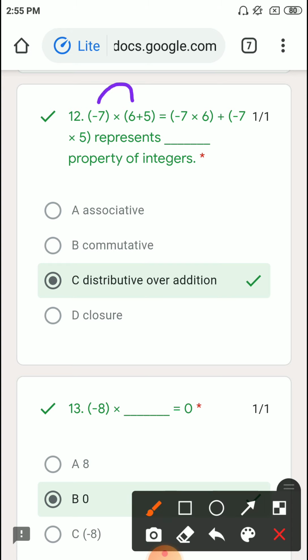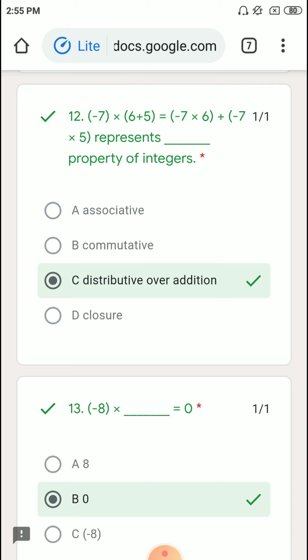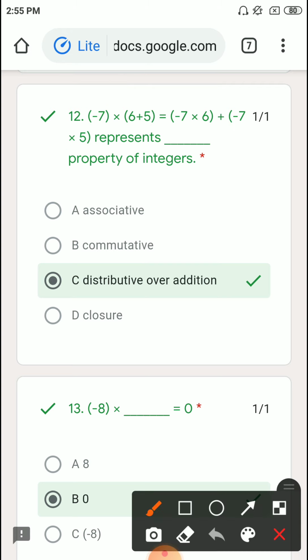First of all, minus 7 is multiplied with 6 and after that minus 7 is multiplied with 5. Here positive sign is there, so in between we need to put a positive sign. This is called distribution of multiplication over addition. First of all these two numbers are multiplied, after that these two numbers are multiplied. This is called distribution, and here the multiplication process is there, so distribution of multiplication over addition.